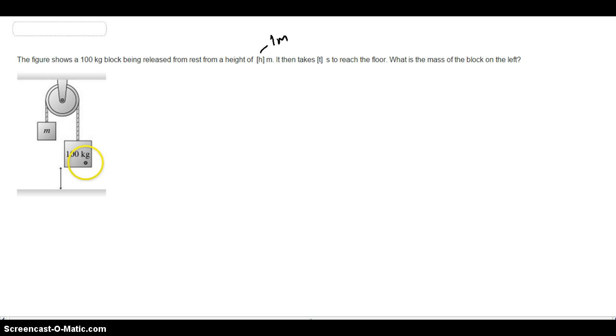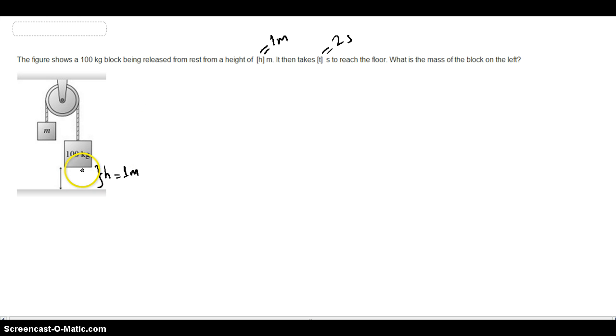Initially the 100 kilogram mass is above the ground at a height of, let's say, 1 meter, and the system is released. When the system is released from rest, the 100 kilogram mass hits the ground in, let's say, 2 seconds. The problem is, in that case, what is this smaller mass, or mass m, in order for this motion to happen? So let's denote this height as h, 1 meter.